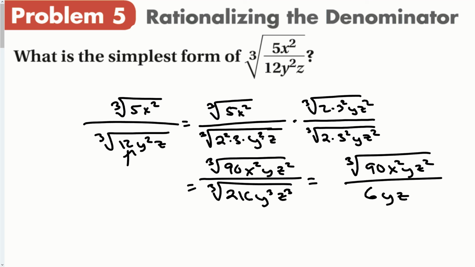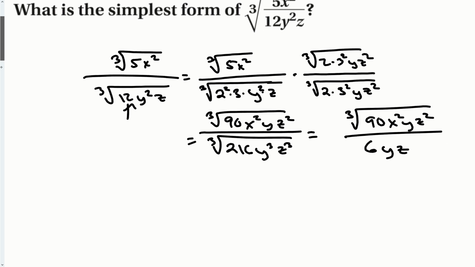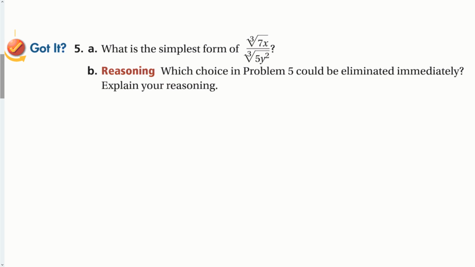So what we just did was we got rid of all the radicals in the denominator. We rationalized the denominator by multiplying the top and the bottom by the thing that made the denominator not a radical anymore, turning it into a perfect cube. This one was actually a little bit harder than our next problem. So this problem is a little bit easier.